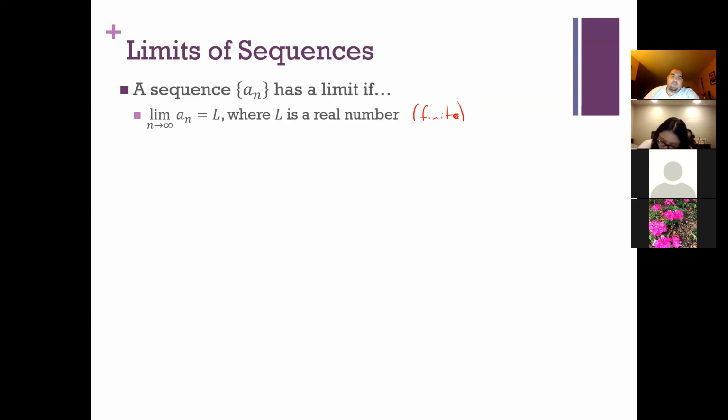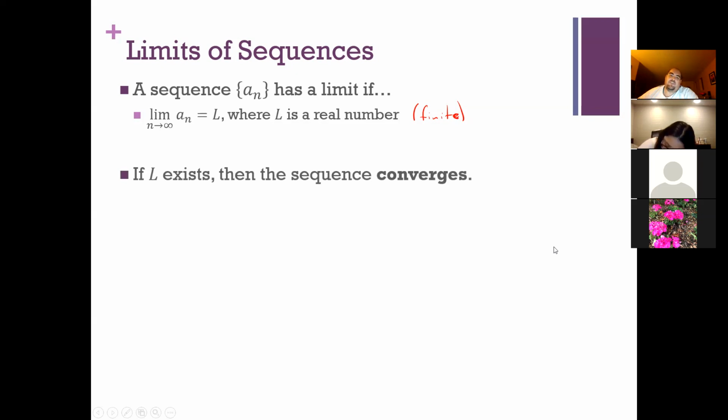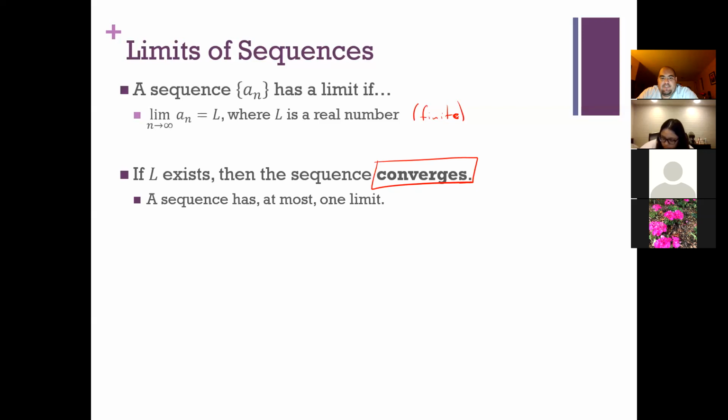Yeah, a sequence has a limit if, as n gets really big, it goes to a real number. If L exists and the sequence converges, we talked about this in terms of integrals, and it's no coincidence that the meaning is very similar here. If that limit exists, the sequence converges. And one thing to pay attention to: a sequence has at most one limit. So if a sequence converges, it converges to one number.